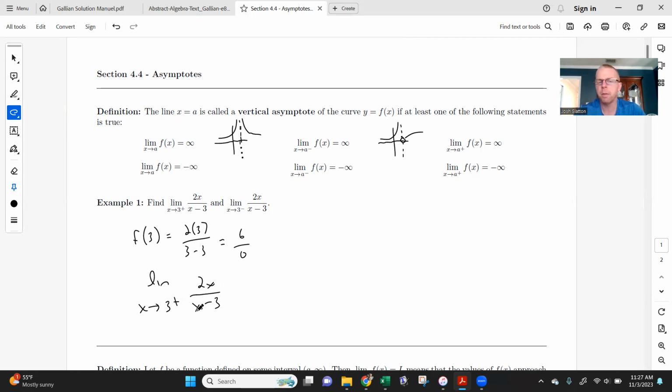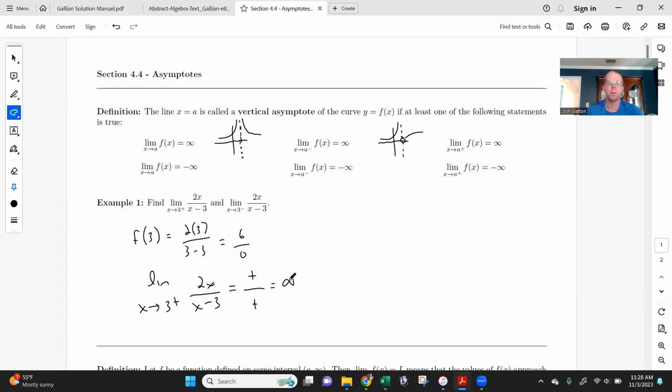When you plug in a number bigger than 3 on the bottom, we get a positive number. It will always be positive, but it'll be getting closer and closer to 0 as we get closer and closer to 3. So the top is always positive and the bottom is always positive. We know it's going to be infinite because we get 6 over 0 if we just plug in 3. And so this will go to positive infinity on that side.